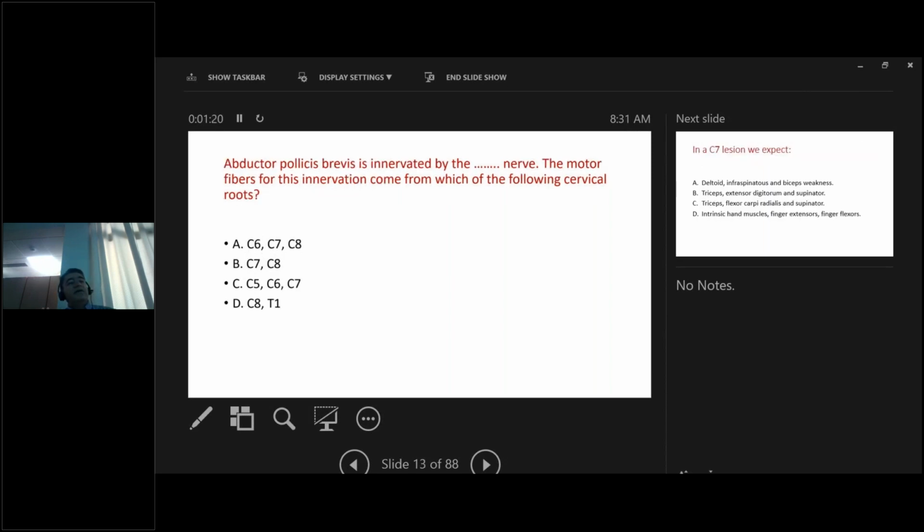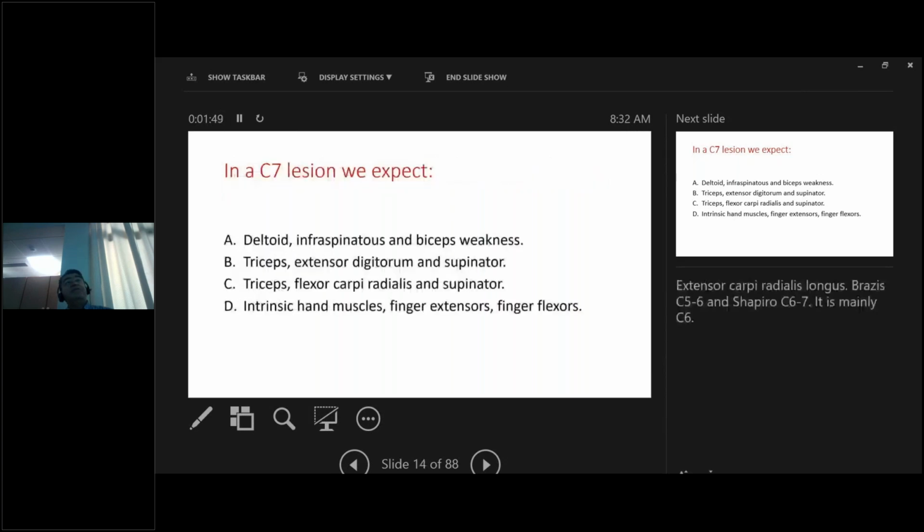Okay, and whom do we have here? Median. So abductor pollicis brevis is median nerve, and the nerve root, it's in the hand, an intrinsic hand muscle, C8. Okay, so from the location of the muscle you can guess which nerve root is involved. This is a very difficult question. This is for Mus'ab.